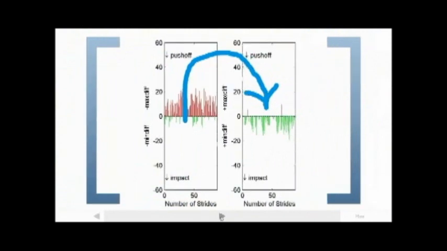So, here's an example. What are the possibilities of a hind limb evaluation that looks like this? With a left hind limb push-off asymmetry, a negative max diff pelvis, and a right hind limb impact asymmetry, a positive min diff pelvis. In other words, the rays are rotating in a clockwise direction.